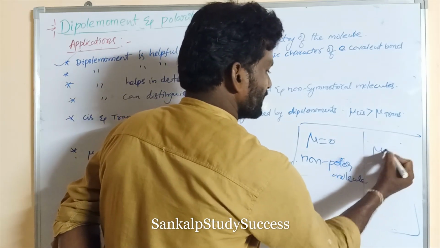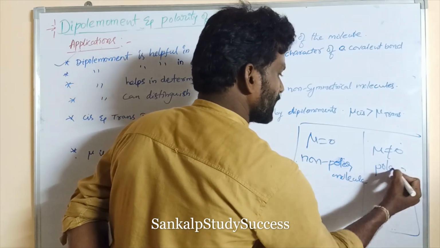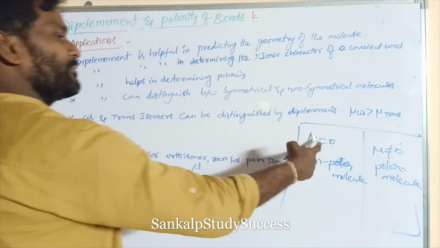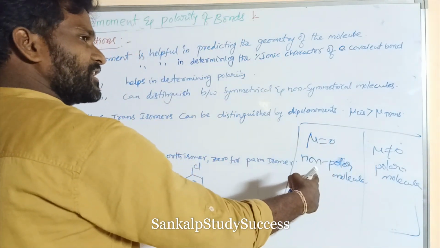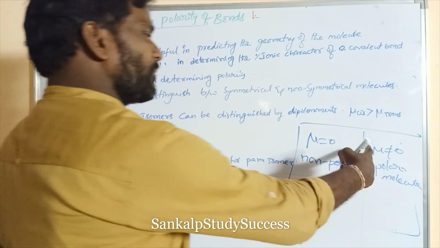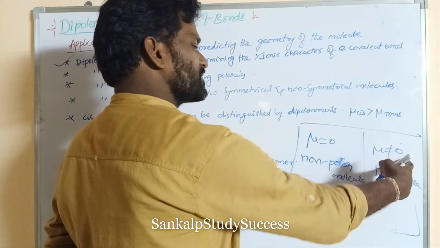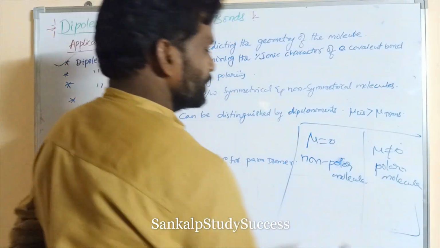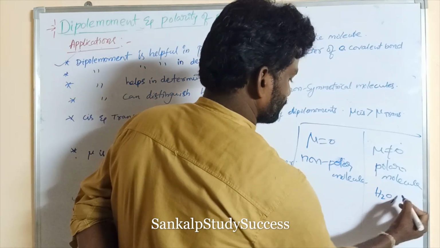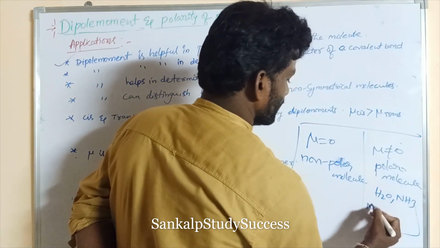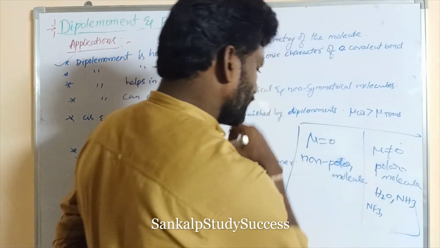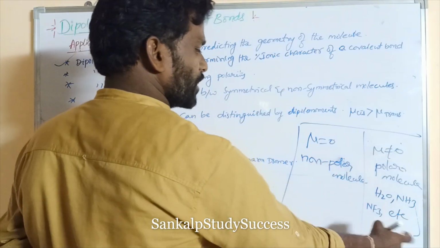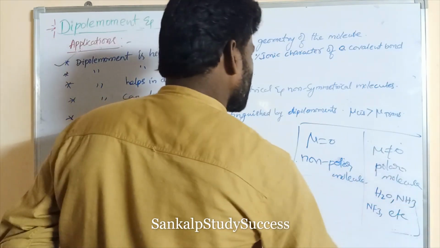If the dipole moment is not equal to 0, that is a polar molecule. If the dipole moment mu is equal to 0, then the molecule is said to be a non-polar molecule. If the dipole moment is not equal to 0, then the molecule is said to be a polar molecule. For example, H2O, NH3 and NF3, etc. are having a not equal to 0 dipole moment. So these molecules are said to be polar molecules.